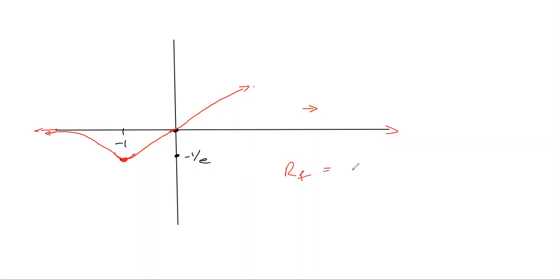Range of the function will be closed negative 1 by e to open infinity. So from here to infinity. That's it. The function's least value is negative 1 by e, the function's greatest value does not exist. That's it. That is the analysis.